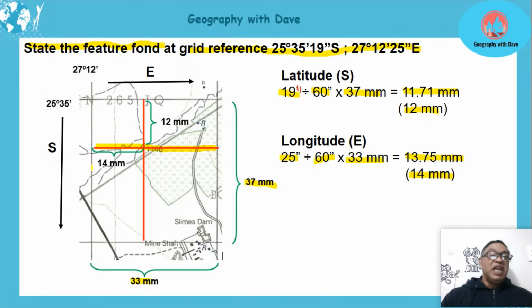Now, between the lines of longitude, starting from 12, we have to start from 12 because it's 12 something. From the 12 line, I measure this 14 millimeters, and then I draw my line, and where it intersects, can you see it? It tells me that the feature is spot height.